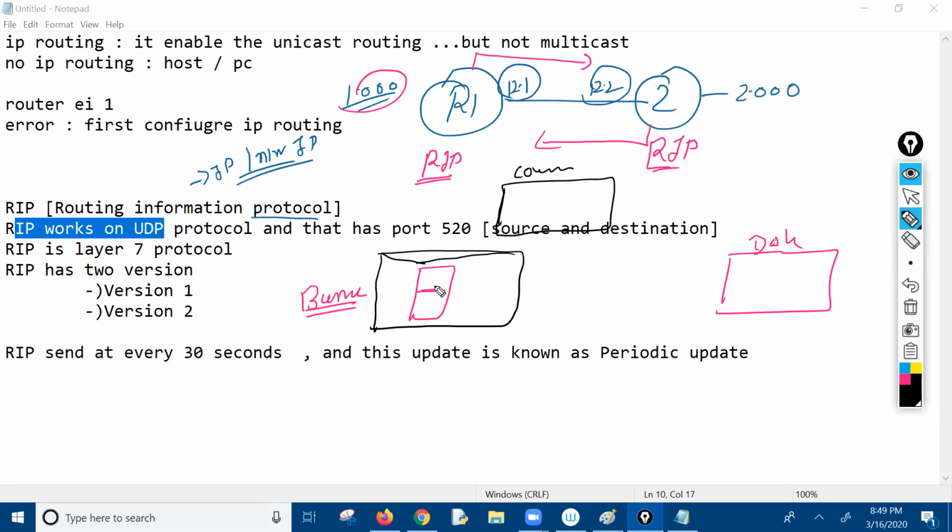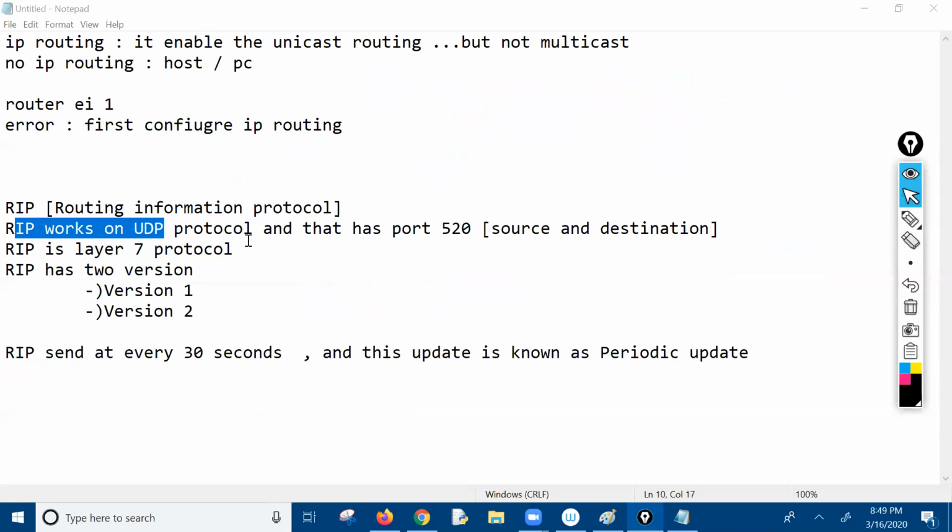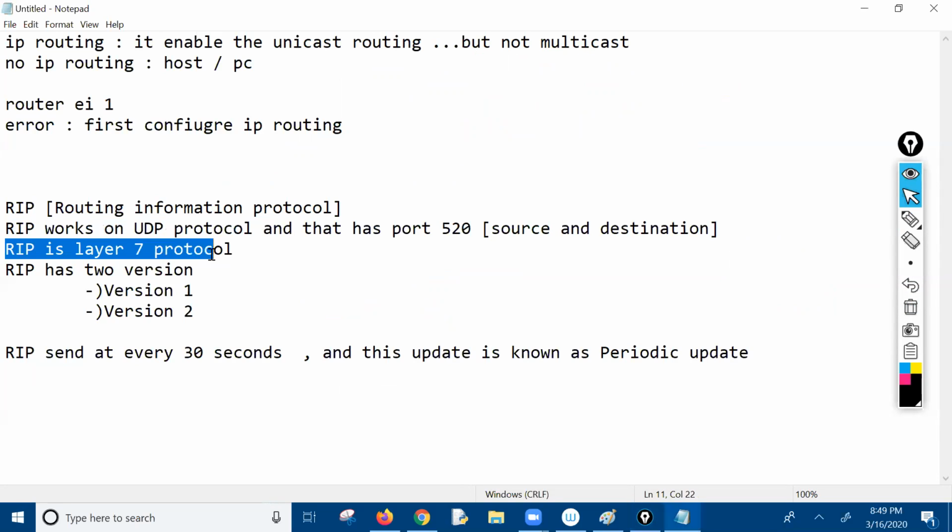Encapsulation is covering something. So whatever RIP updates we have, this is my RIP protocol. RIP has the information 1.0.0.0. This information will be encapsulated with another header known as UDP. UDP is the protocol that is going to encapsulate the RIP information. That is the minimum encapsulation. So whatever packets or updates we have in RIP will be encapsulated with the UDP protocol. Clear? Now, as said, RIP is a layer 7 protocol.